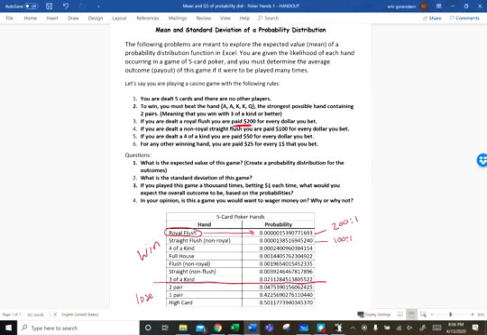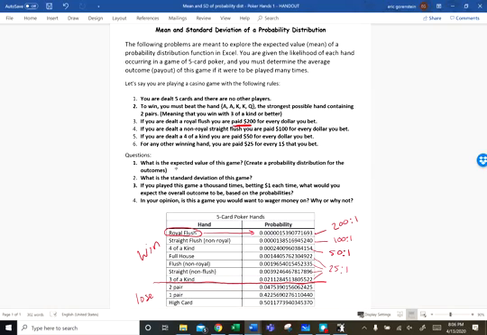Okay, 4 of a kind, which is the next strongest hand, that pays 50 to 1, $50 for every $1 bet. And for any other winning hand, of which there are 4 of them, these 4 hands pay $25 for every $1 you bet. And if you have a 2 pair, 1 pair, or high card, you lose your bet. You lose $1.